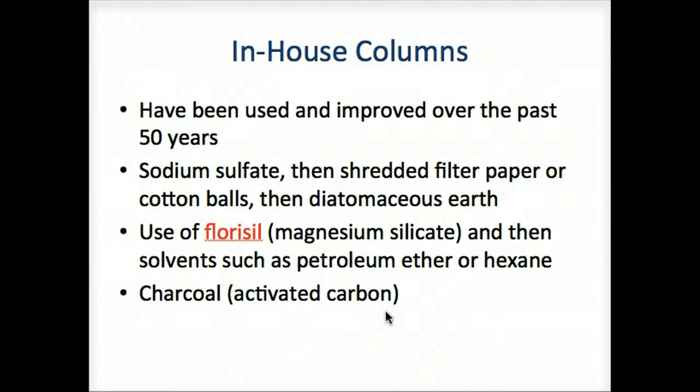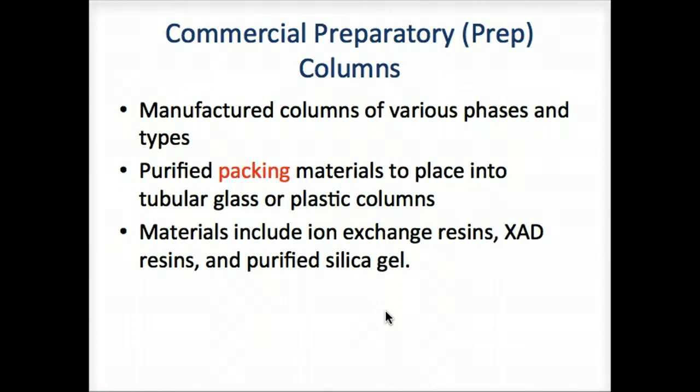Commercial preparatory columns: beginning in the mid-1970s, chromatography supply companies started offering manufactured columns of various phases and types and purified packing materials to place into tubular glass or plastic columns. Materials included ion exchange resins, XAD resins, and purified silica gel. Silica gel comes from sand, which is 60% by weight silicon dioxide. Silica is sized, sorted to uniform shapes, and then used in HPLC, TLC, and preparatory columns.